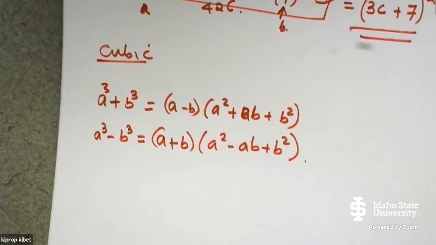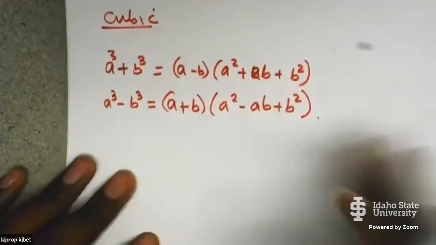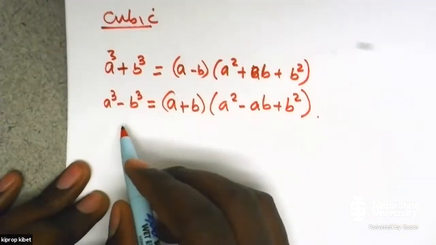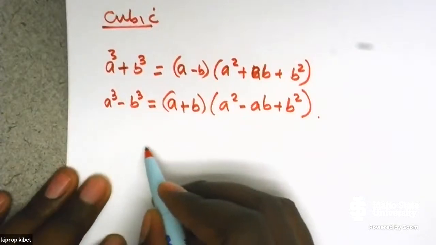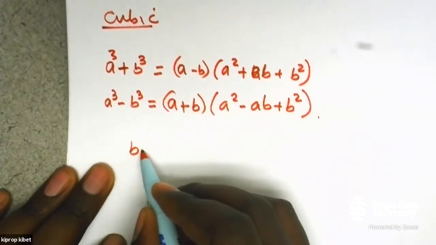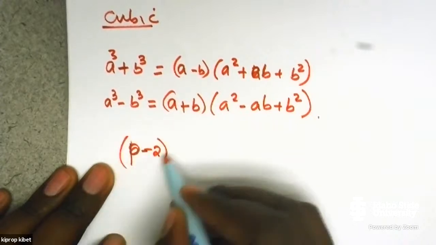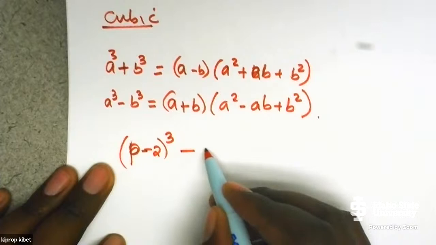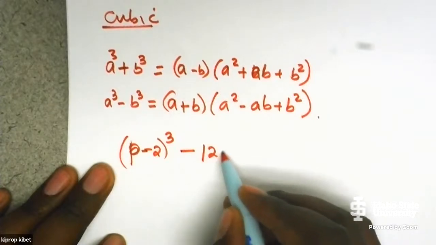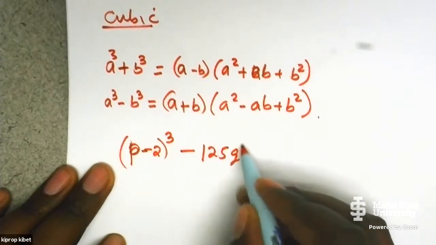So what was one of the examples that we did? What was the first example? P minus 2q cube minus 125q cube, right?